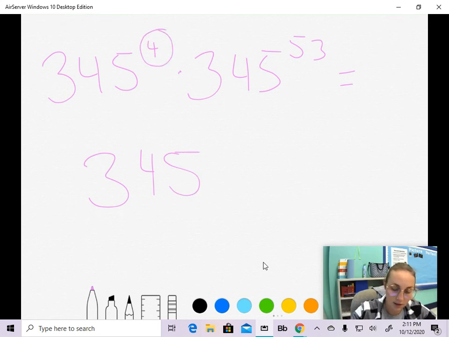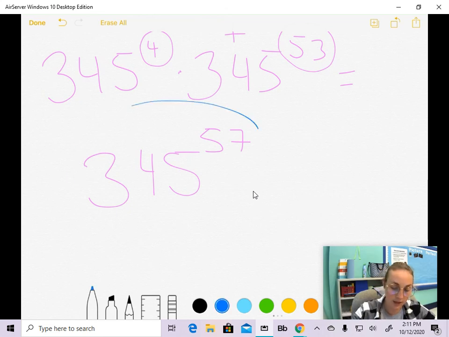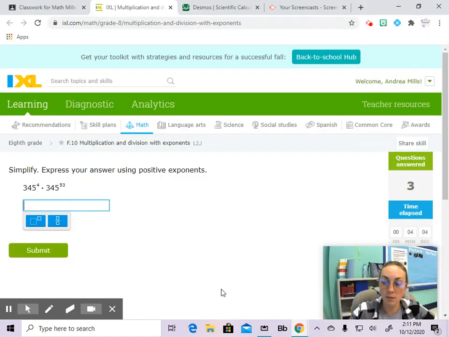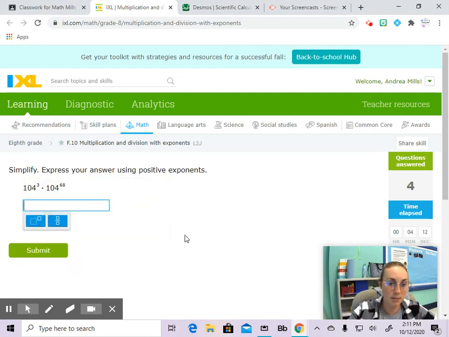So now let's focus on the exponents again. If it's a multiplication problem, for the exponents, we just have to add them across. And 53 plus 4 is going to be 57. That's going to be our exponent answer. So that's going to be our answer right here, 345 to the 57th power. So we can go back in here and type that in. 345, hit this exponent button, put in 57, and click submit. There you go, bing, bang, boom.